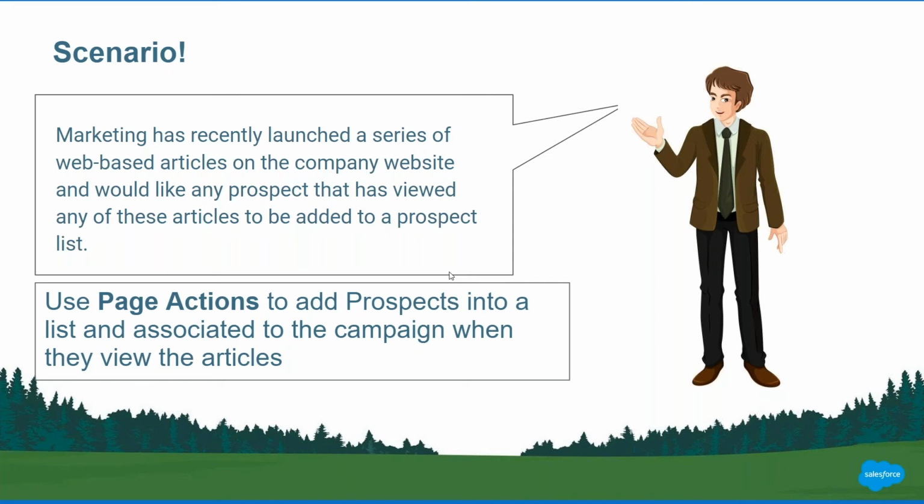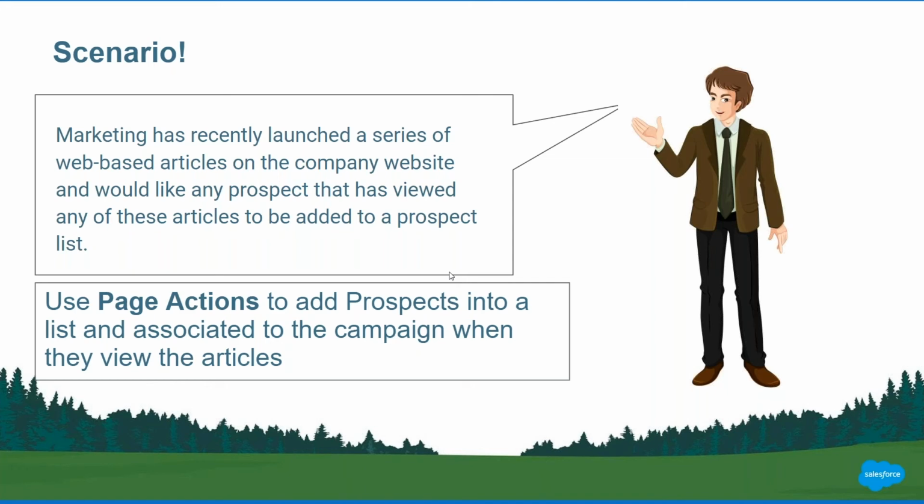And what they would require is that any prospect that views this particular page would have to be added to a prospect list. Or let's say we have an additional one. Maybe you have a product interest field for your prospect, and you can add that particular web article series as their product interest. So what you can make use of this time is page actions.